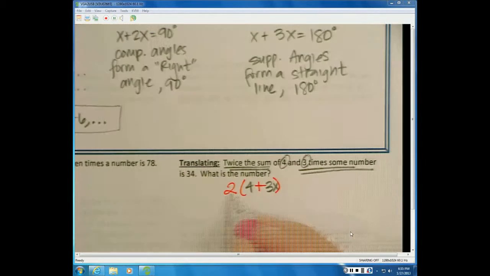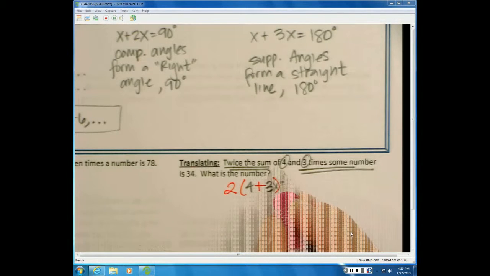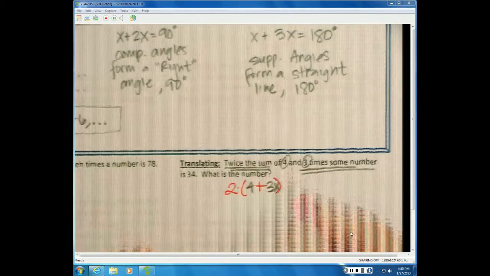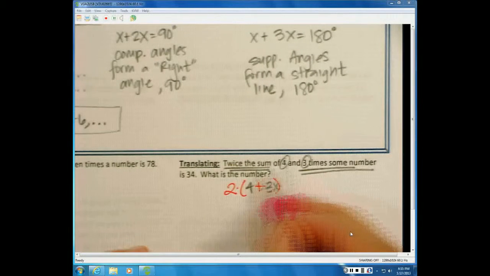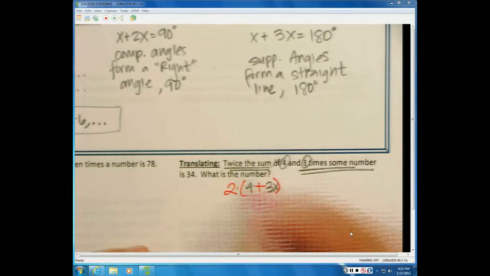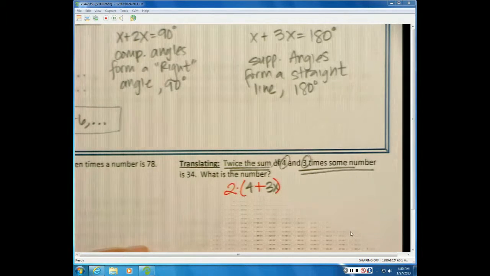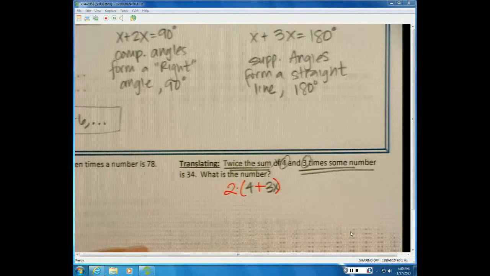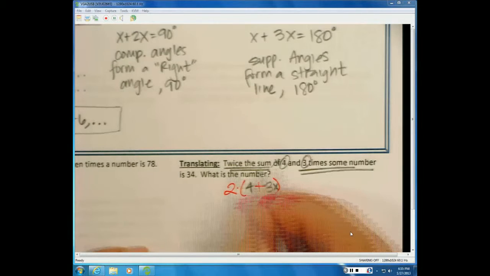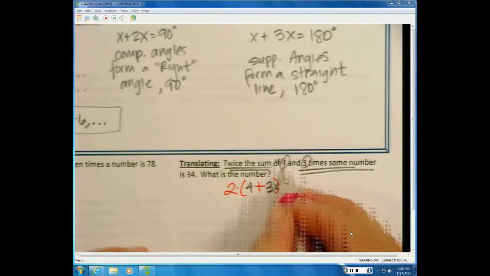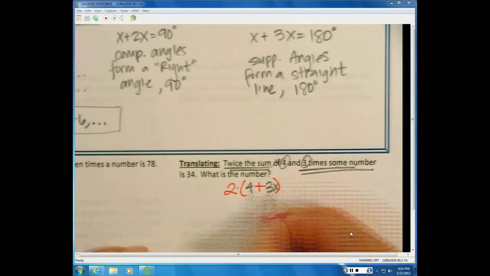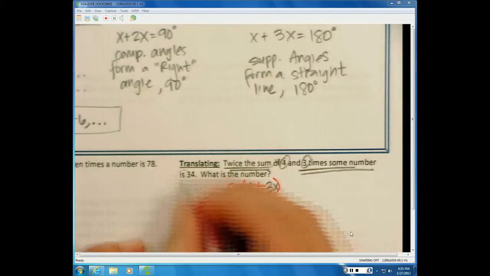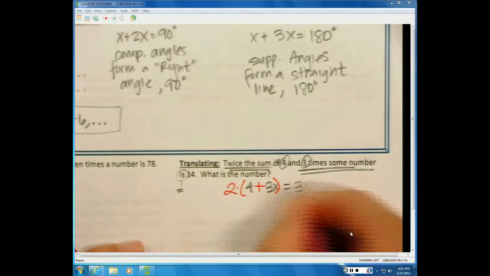So twice the sum of means multiply, right? Oh, I'm sorry. No, ignore that. It's the sum of 4 and 3 times some number. Twice means we're going to times it by 2. Anyway, sorry, I digress. So twice the sum of 4 and 3 times some number, 4 and 3x, is, I know that this means equals 34.